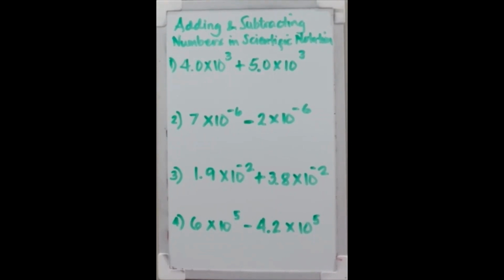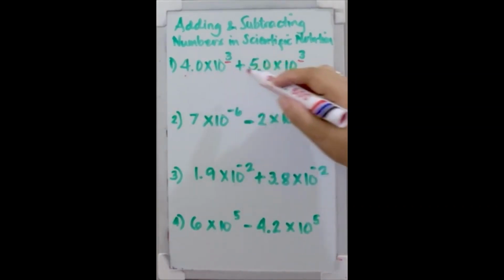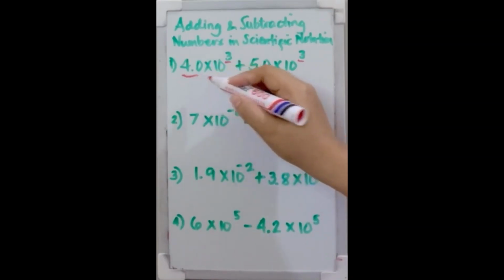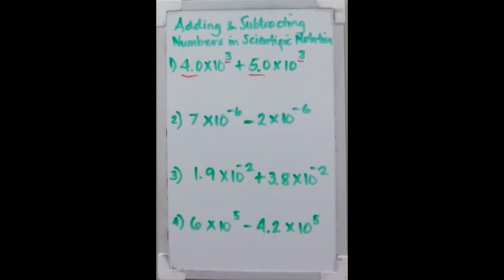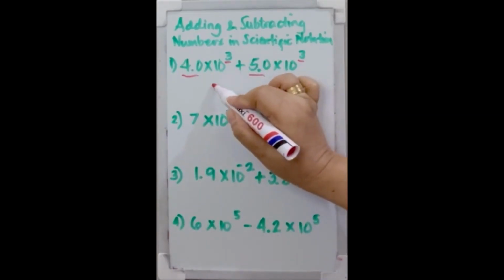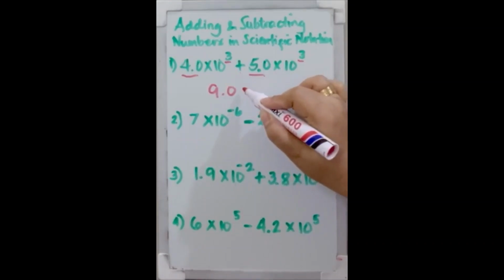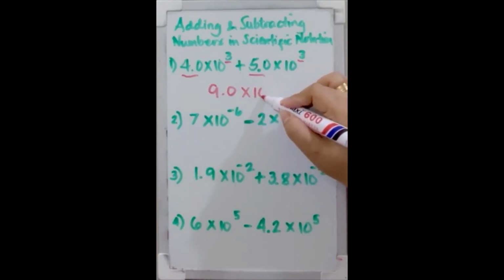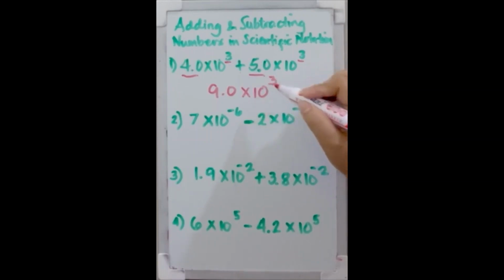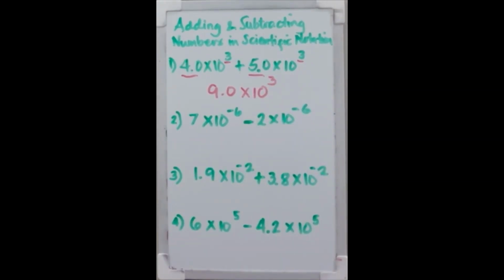Number 1, we have 4.0 times 10 raised to 3 plus 5.0 times 10 raised to 3. So the exponents are the same. It's positive 3. So we can add the coefficients. The coefficients here are 4.0 and 5.0. 4.0 plus 5.0 will give us 9.0. And then you just copy the base 10 and the exponent 3. So the answer is 9.0 times 10 raised to 3.